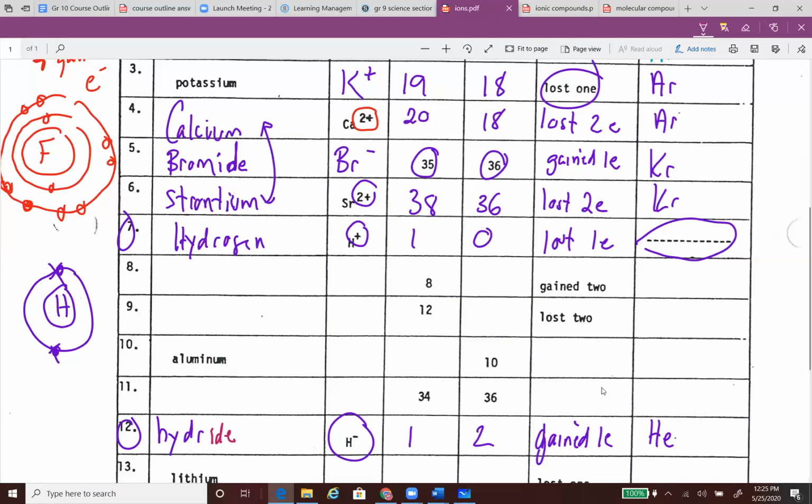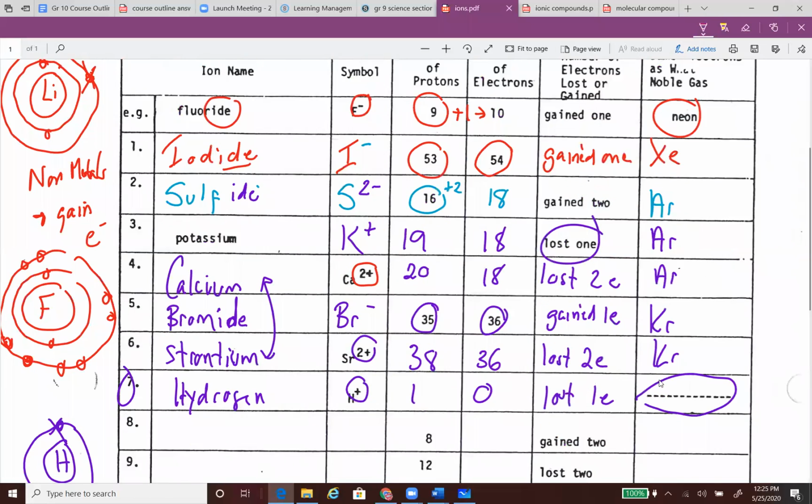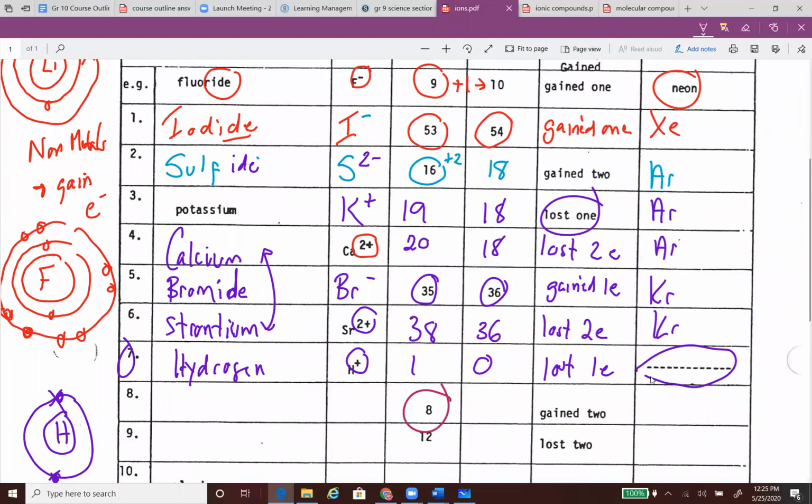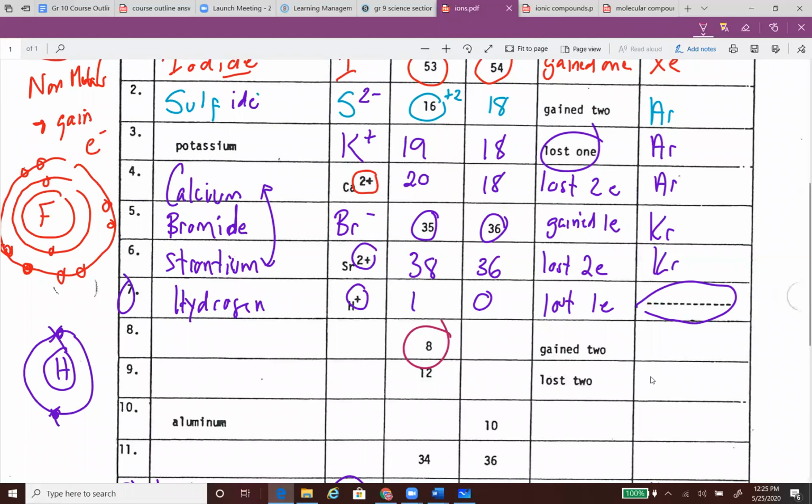Okay, let's do number 8. So number 8 is element number 8, coincidentally. This is the number of protons, so it's element number 8. So that's oxygen. So we know it's oxygen. So we're just going to write down oxygen for now, but we're going to change its name.